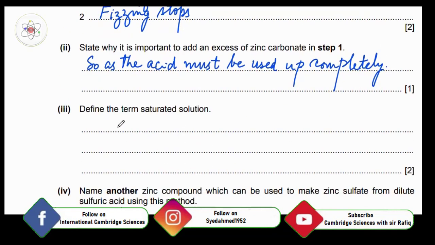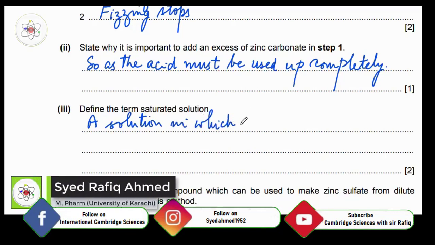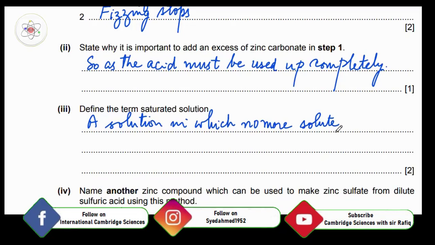Define the term saturated solution. So a solution in which no more solute can be added. Right. If you write this phrase, you will get only 1 mark. So for getting the second mark, you have to mention that it happens at a specific temperature, because if you increase the temperature, the solubility of the solute will increase and more solute can be added.